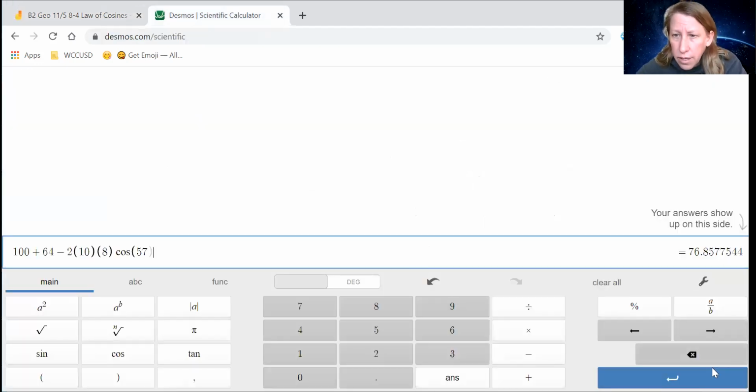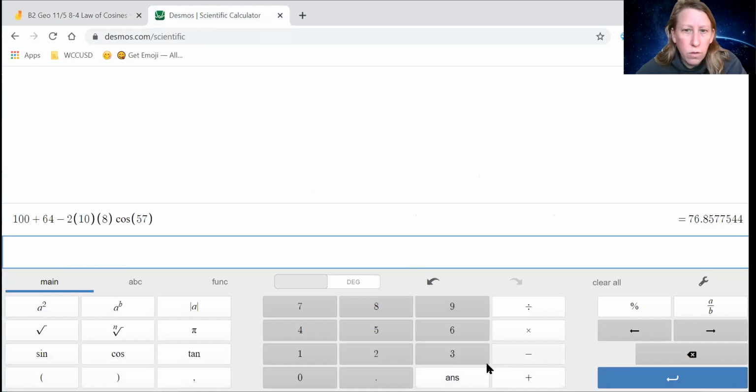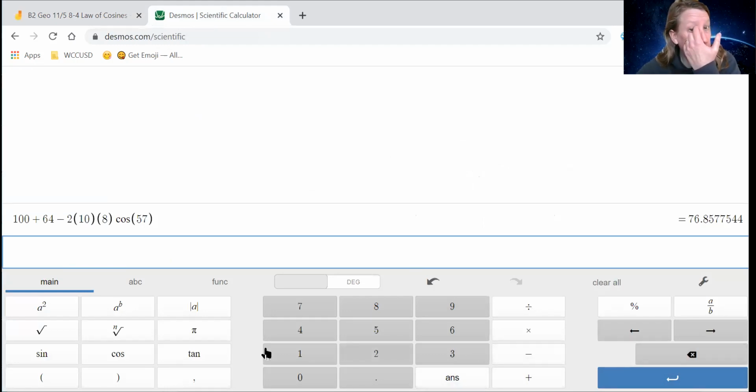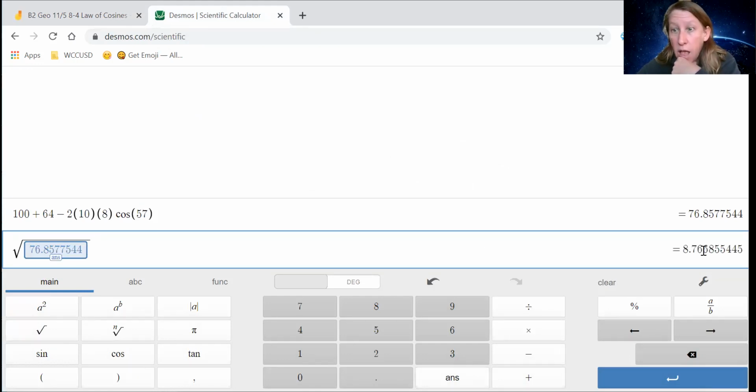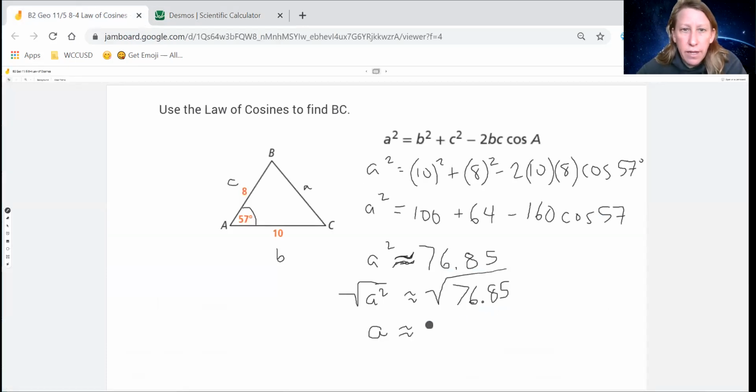I'm going to go find out what that is. I think there's something that says answer. I'm going to add a new row and then click answer. Now I'm actually going to delete that. I'm going to do the square root of the answer. And that's the answer. 8.77, I'm going to round it to. So this missing side is 8.77-ish.